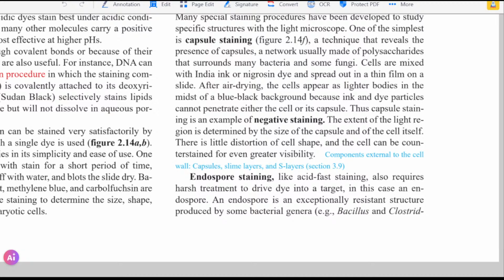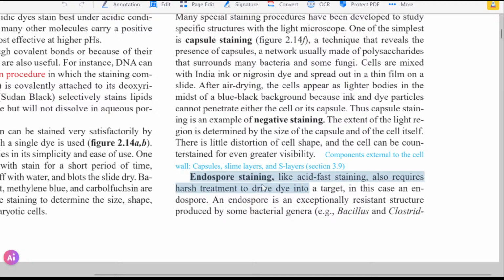Yeah, they are talking about the cell counter stain, but we didn't even color the cell with the primary stain. Are they talking about the background itself? Components external to the cell. Alright, so they are saying we will explain the cell wall, capsule and these things in chapter 3. And I'm looking forward to it.